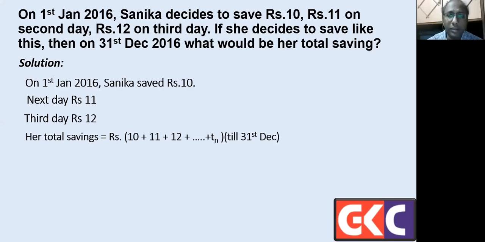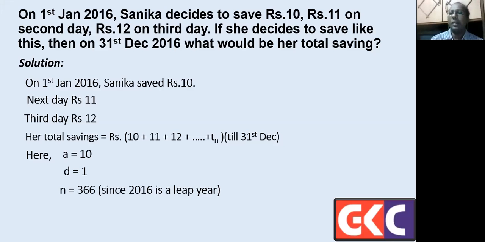What do you think is N? Any idea? N kitna hoga? Yes? 365? No. It's going to be 366. Why 366? Because 2016 is a leap year. And hopefully you remember in a leap year there are 366 days. So here A is 10, D is 1, and as I told you, N is 366, since 2016 is a leap year.